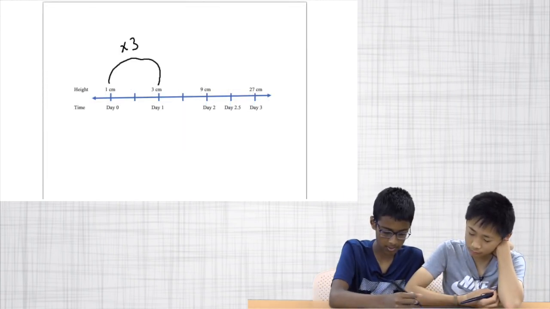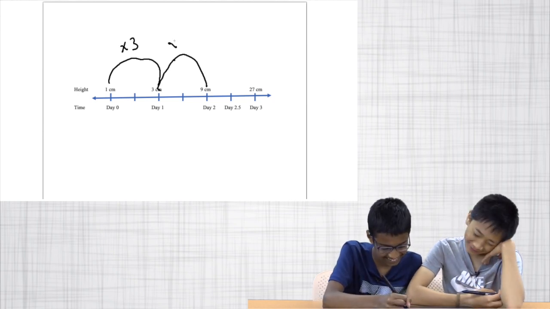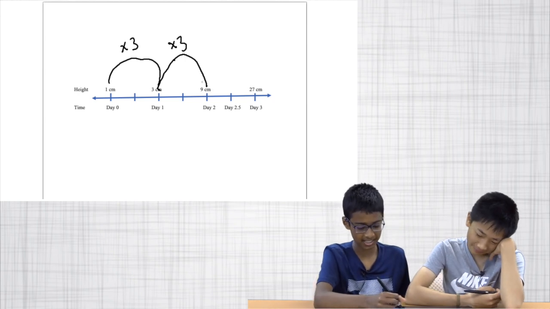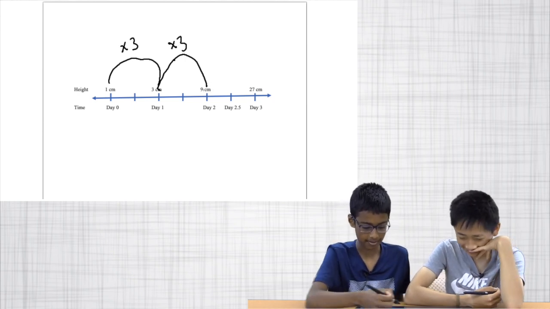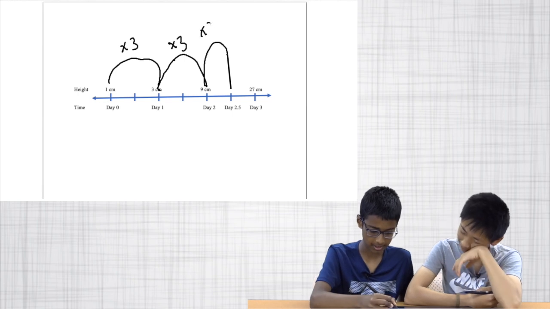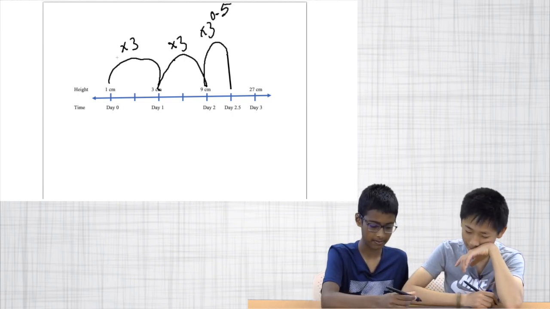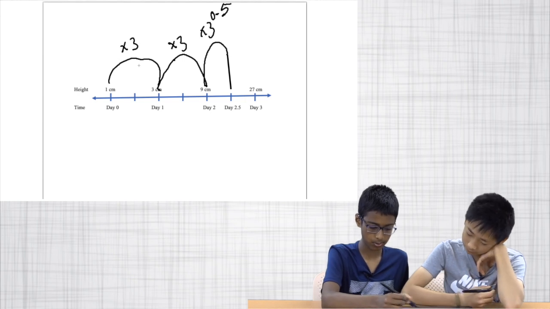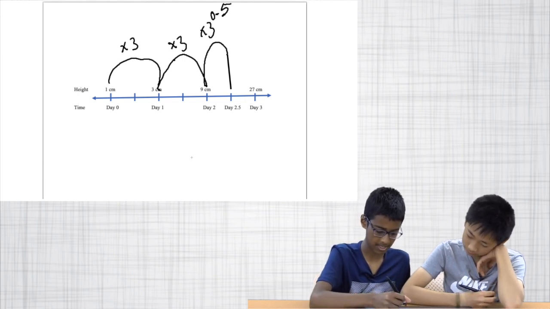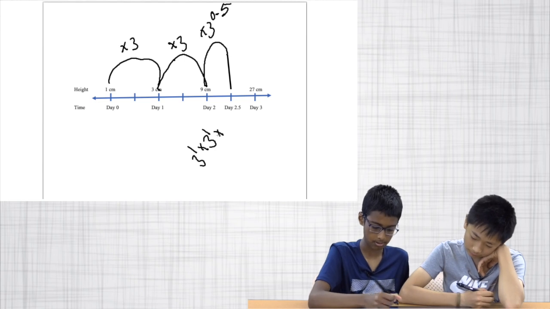So you have times 3 per day. Gotta touch the screen. Okay. So there. And then we have 1/2 more day. So we have times 3 to the 0.5. So now we have 3 to the 2. So you have basically 3 to the 1 times 3 to the 1 times 3 to the 0.5.